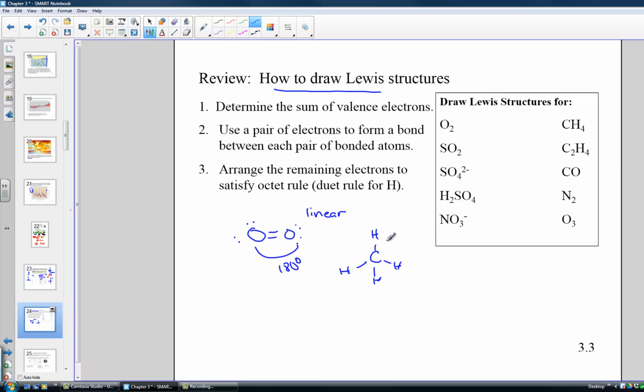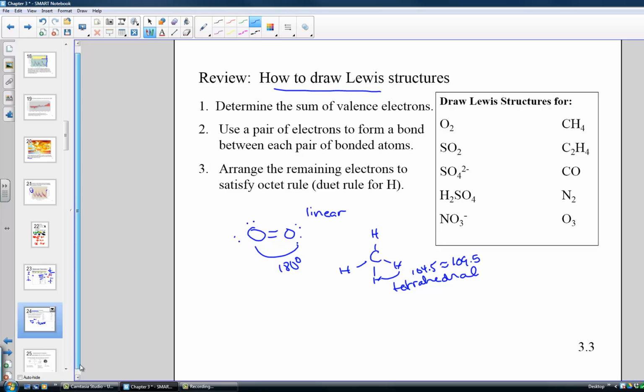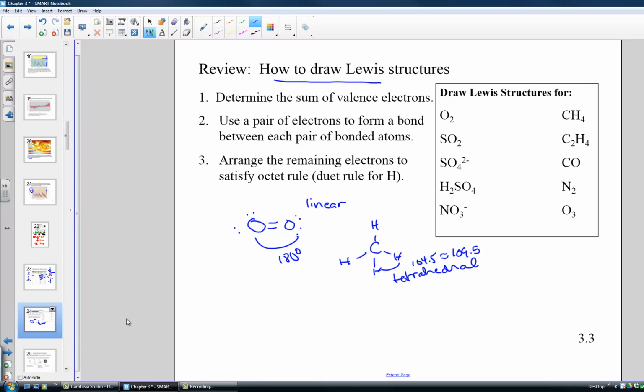This molecule looks like this as a spatial arrangement. We would call it tetrahedral with a bond angle of about 104.5. It could be 109 depending upon whether there are electrons pushing this around. So somewhere between 104.5 and 109.5, somewhere in there. But those are pretty close numbers, aren't they?